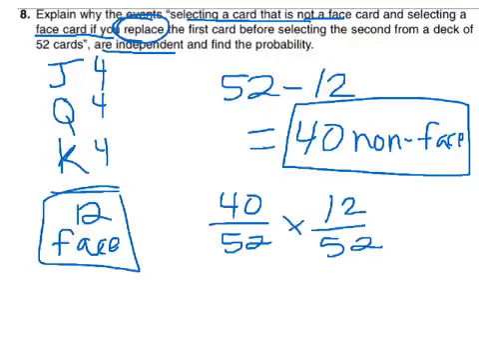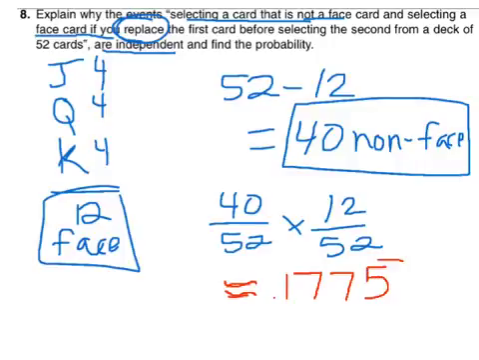And our final answer is going to be approximately, since we're going to have to round, 0.1775. You could say 0.178, but I always put as many decimals as I feel will show what the answer is.